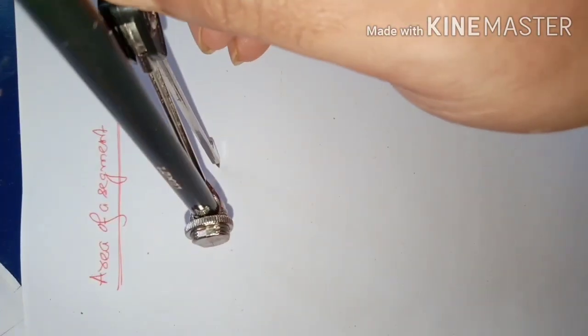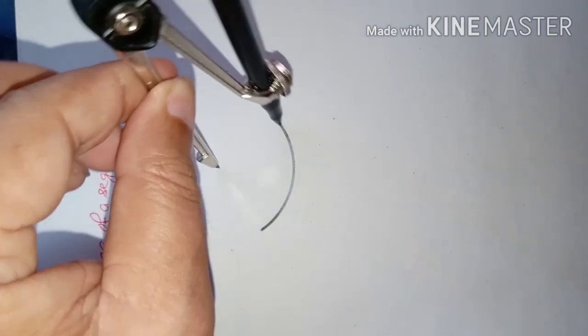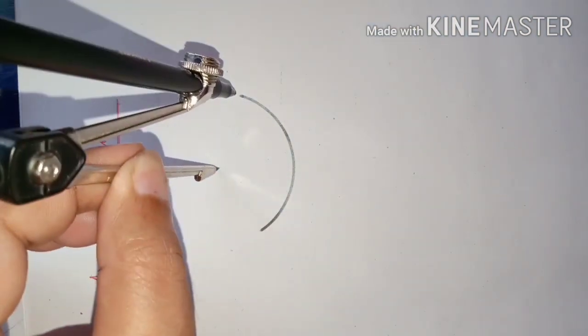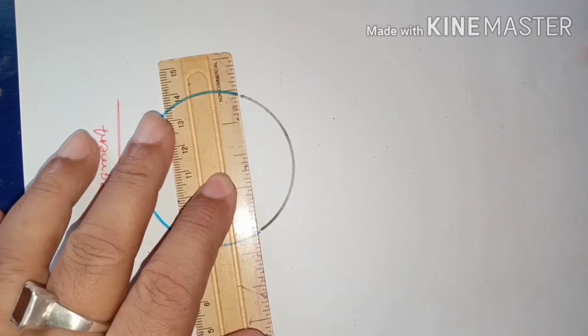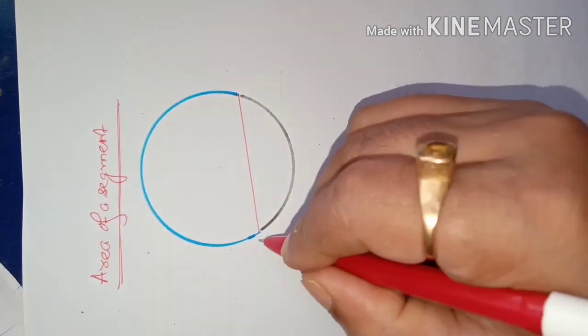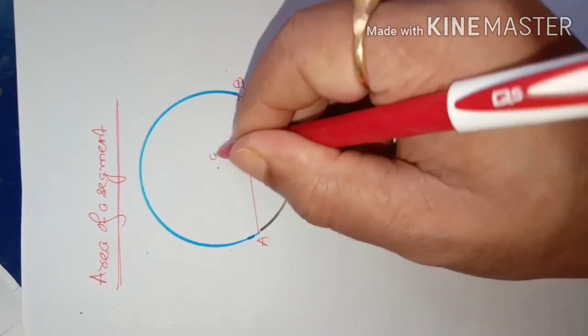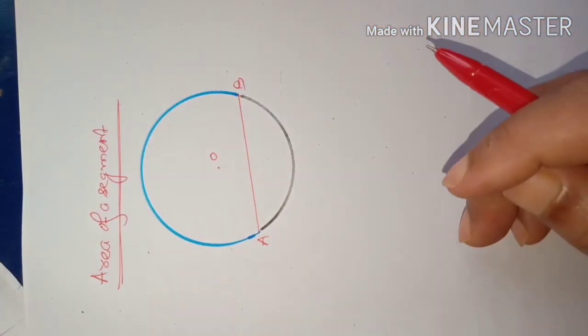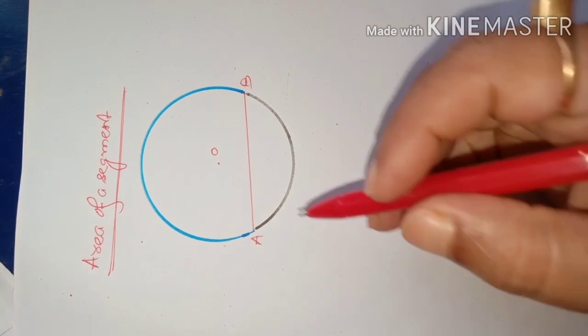Suppose you have drawn a circle, and inside that circle you have drawn a chord. You have drawn this chord AB. Okay, this red one is a chord AB, whose center is O. Then, as you have drawn this chord AB, the whole circular region is divided into two parts.